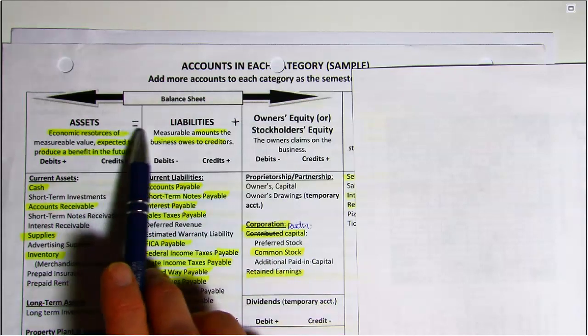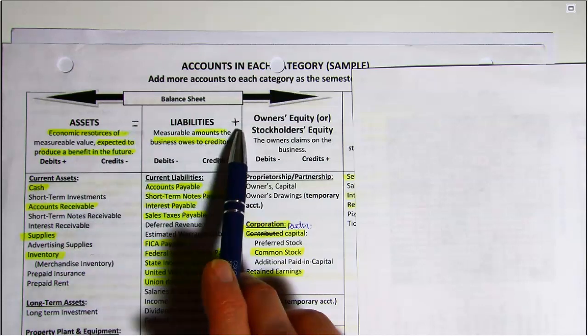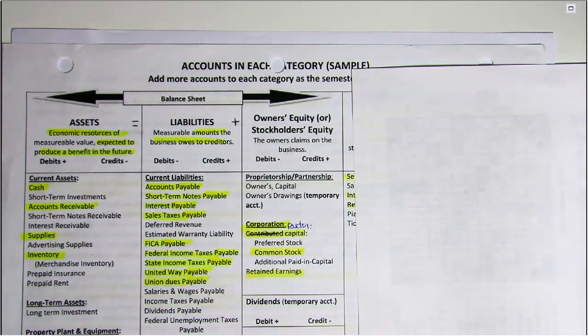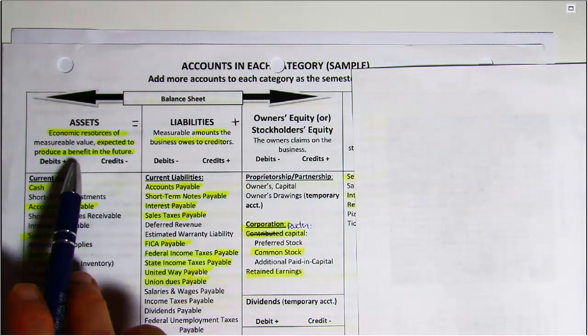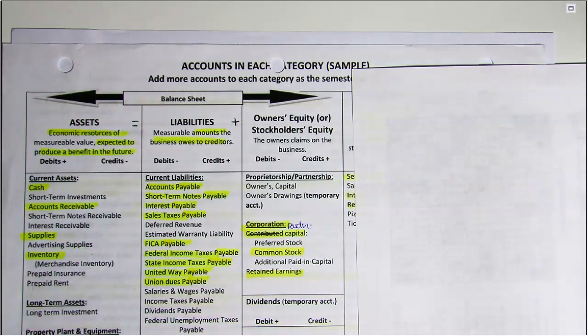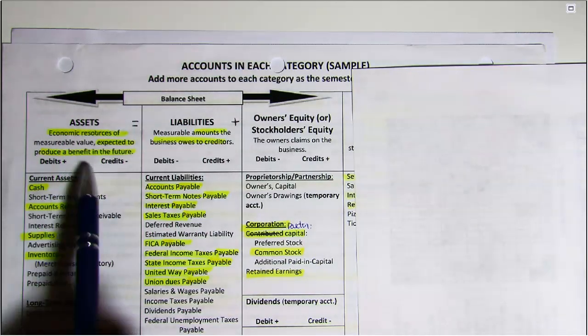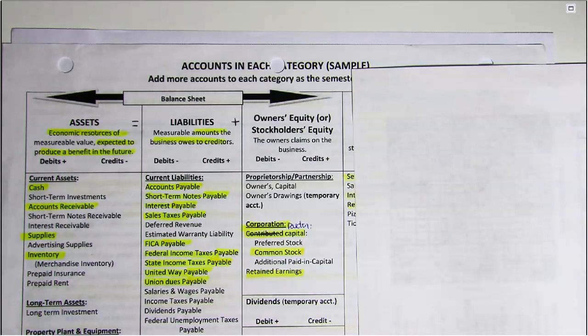You can put an equal sign in between assets and liabilities, and then a plus sign between liabilities and stockholders' equity. Here's the definition: economic resources of measurable value expected to produce a benefit in the future. Now, right now, ignore that debits and credits stuff because we won't be getting into that until Chapter 2. But here are the various types of assets that a company could own. Cash, well, that's pretty obvious. We all know what cash is.